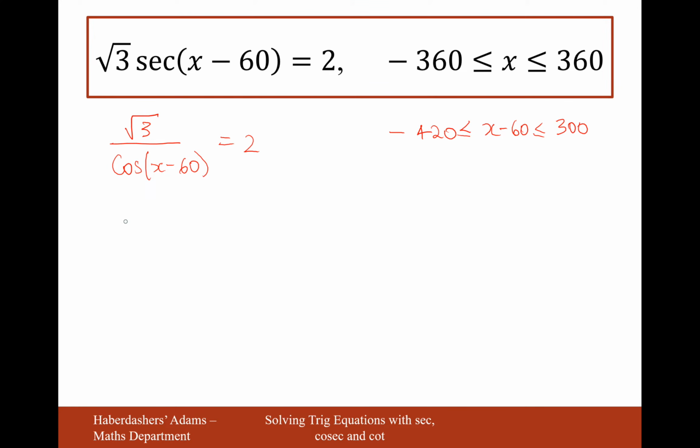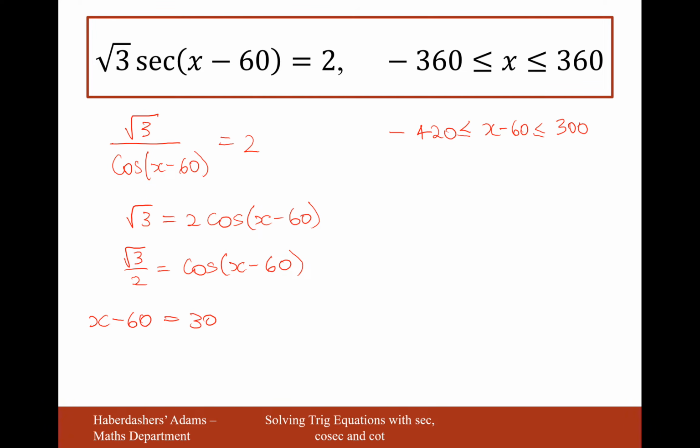The next thing I'll do is multiply the cos onto the other side, so it'll be 2 cos (x minus 60), and then divide by 2 onto the other side. Lovely, and there we are. Now we have an equation that can be solved. The next thing I'll do is inverse cos of square root of 3 divided by 2, close brackets, and I'll get 30. So my angle, which is x minus 60, is equal to 30 degrees.